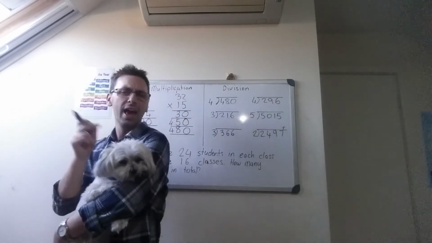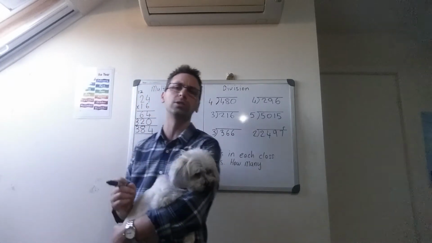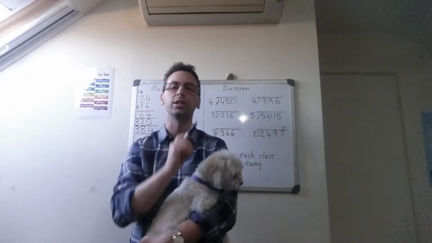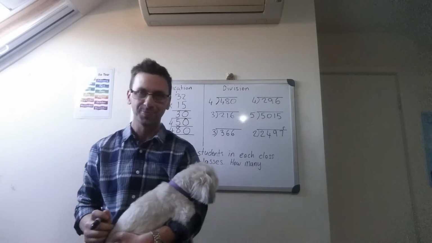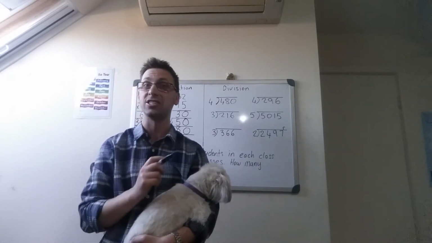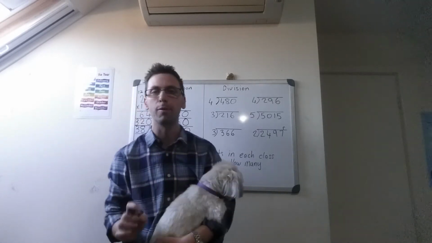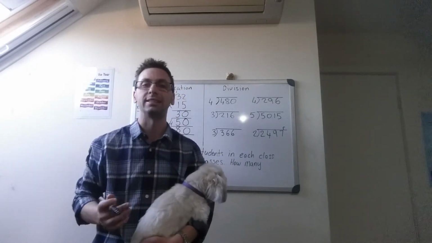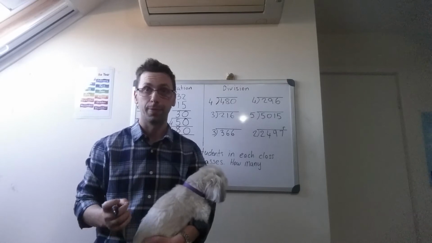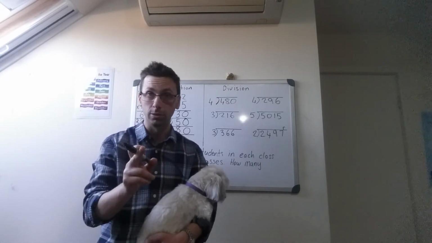Okay. Now, Ellie wants to know, my little dog wants to know, what's the opposite of multiplication? Do you know the answer? The answer is division. Now, things to remember with division. Think about this. It's the language. How many? How many? How many?